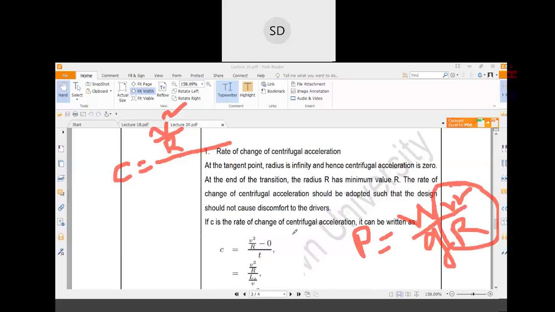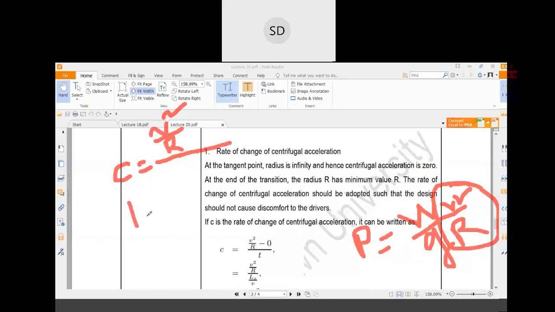Okay, so the change of the centrifugal acceleration is, initially on the straight path, your centrifugal acceleration was 0, and it changes to v square by r at the start of the circular curve. So your total change is v square by r minus 0. Now, what is the rate of change? Rate of change with respect to time, that is v square by r minus 0 divided by T. So that is the rate of change of centrifugal acceleration.